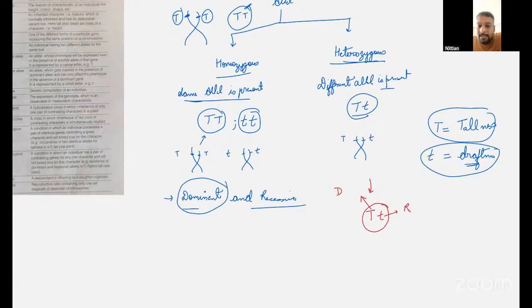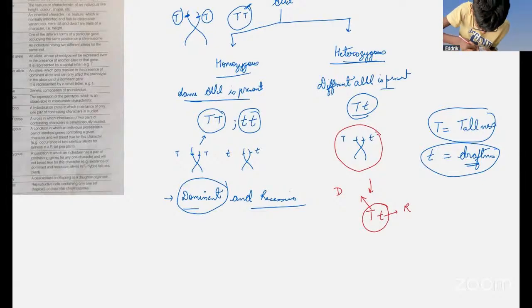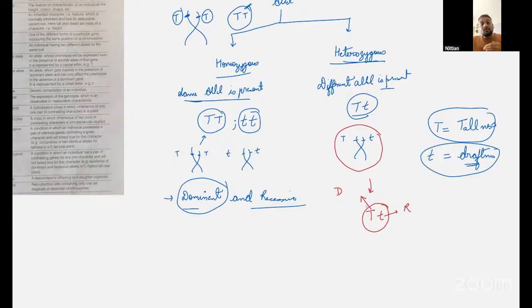So if an organism has capital T, small t, will the person be a good height or a bad height? Good height. It will be good height. Why? Because capital T is dominant. It is saying that the person will be tall. Even though small t says that it will be dwarf, it is not dominant. It is recessive. Are you getting my point?